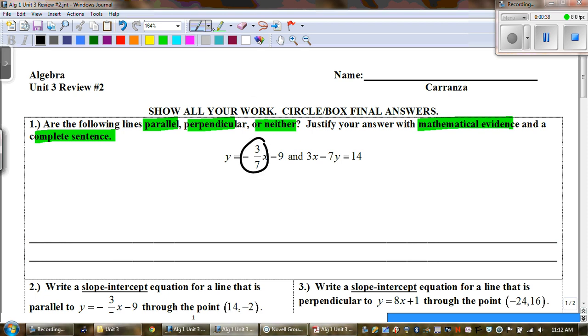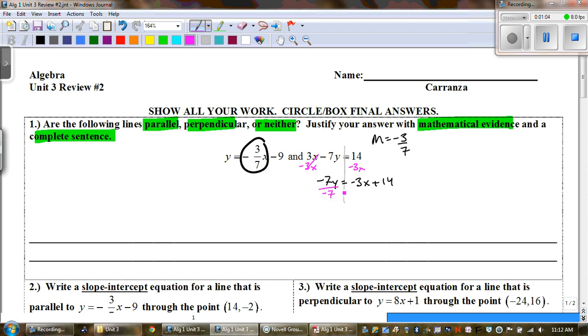We already know one of the slopes, which is m equals -3/7, okay? Let's find out the other one. To do that, we have to solve for y, so that means I have to get the x to the other side. Don't forget your negatives right now. -7y equals -3x plus 14.